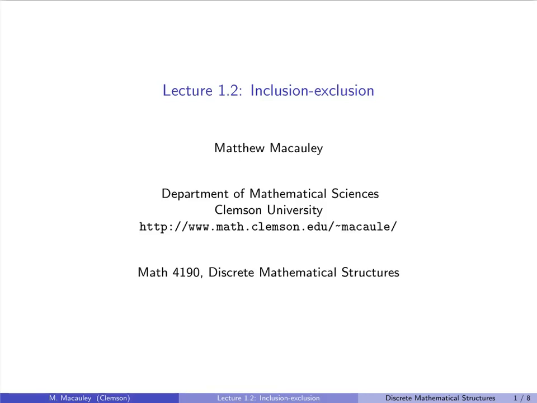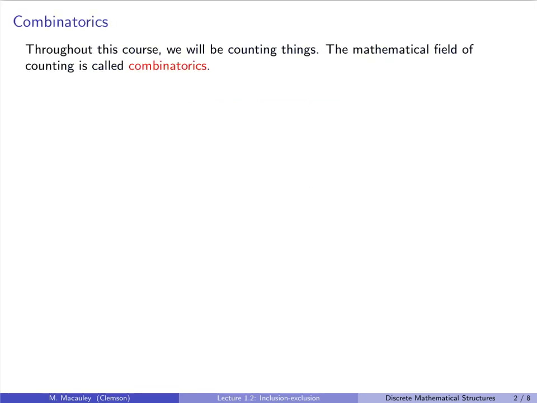Welcome to Lecture 1.2, Inclusion-exclusion. Throughout this course, we will be counting things. The mathematical field of counting is called Combinatorics. One of the most basic things to count is the number of elements in a set.